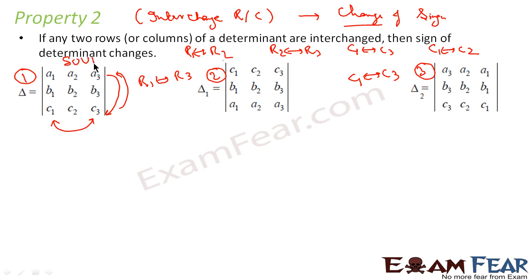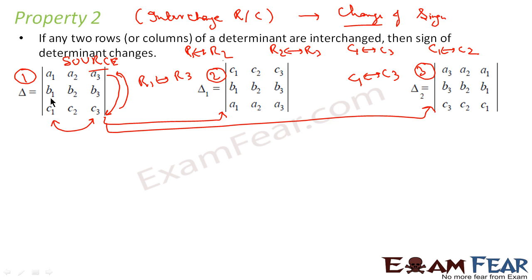This is my source. From this only I got two targets. From this I got this target, and from this only I got this target. So I got both these using this source. The first determinant is something which we have found so many times, so I can just write this value.